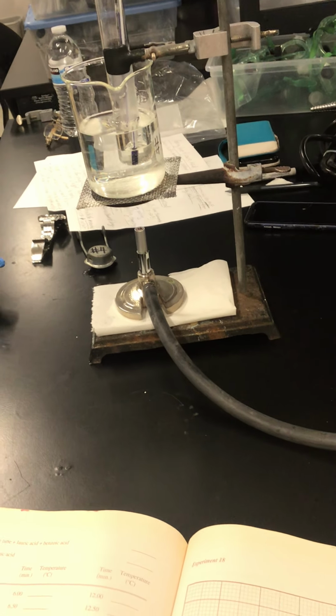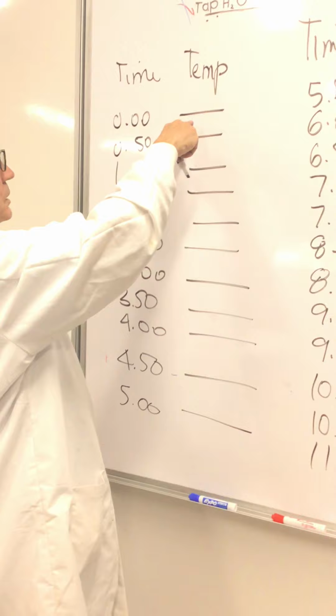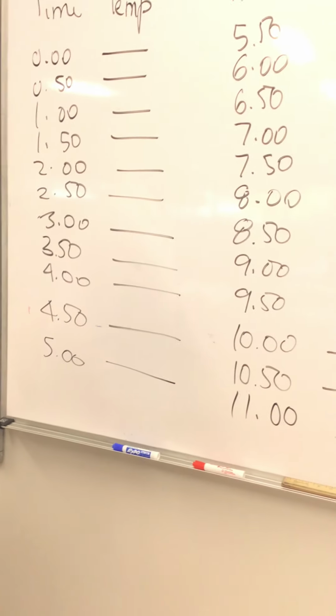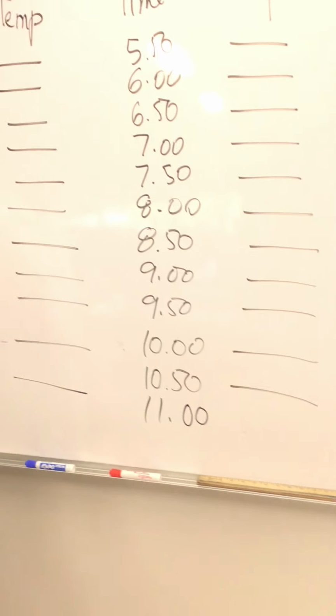Okay, at 0 time it is 50. We're going to raise it up. We're starting? Okay. At 0 time, what's the temperature? 0 time is 50 degrees C. 50? 50.